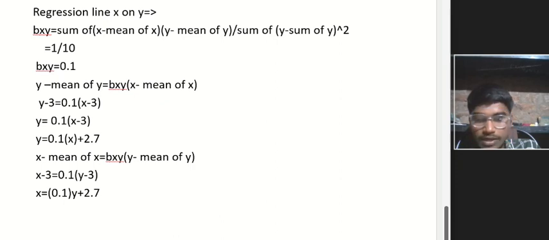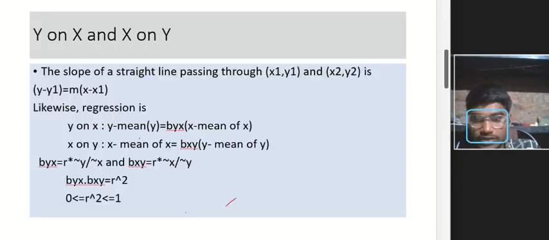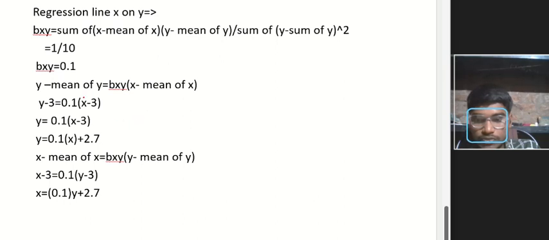So byx will be 0.1. And for the regression line of x on y, bxy equals the sum of x minus mean of x into y minus mean of y, divided by the sum of y minus mean of y whole square, which equals 1 by 10. So bxy is also 1 by 10, that means 0.1. So x minus x bar equals bxy into y minus y bar.